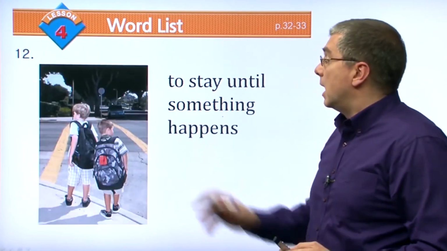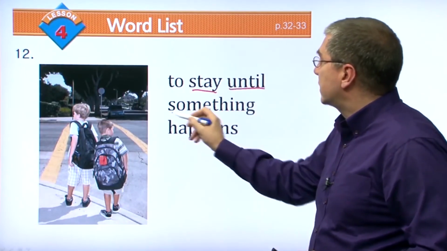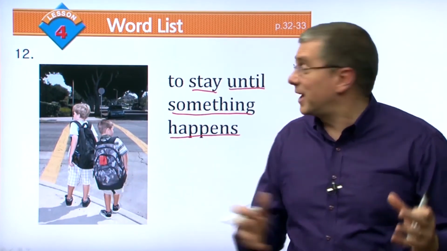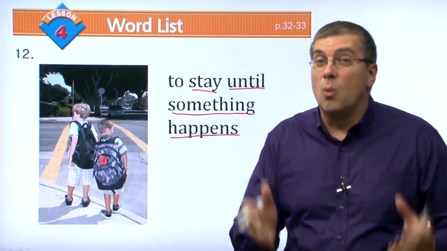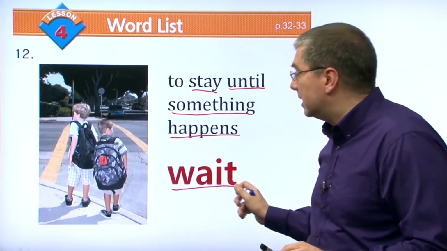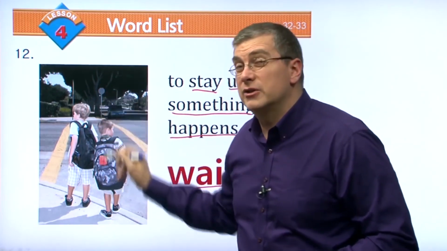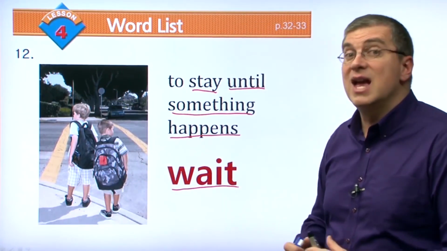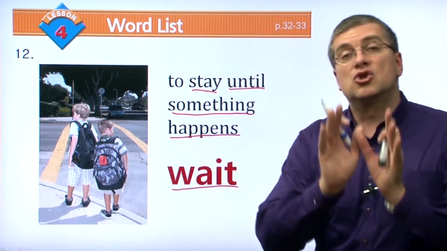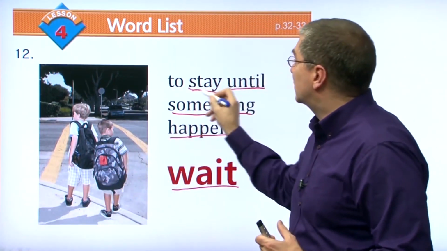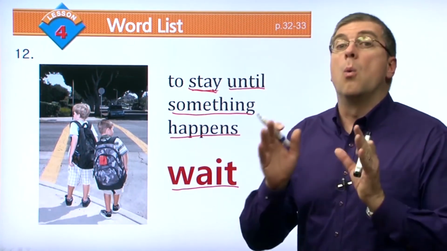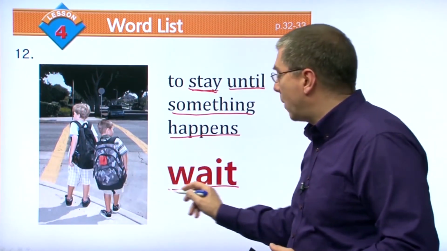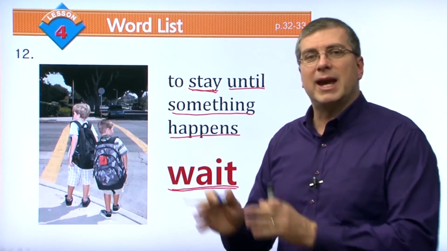Another one. To stay until something happens. So you're staying in one place. And you're what until something happens? You are waiting. So before you cross the street, wait. Don't just cross the street. Stop. Wait. Look. Both sides. Then cross the street when it's safe. But you should wait before crossing the street. To stay. Stay here. Don't move. Wait until something happens. It's safe. Okay, then we can cross. But you should wait first. To stay until something happens. Wait.